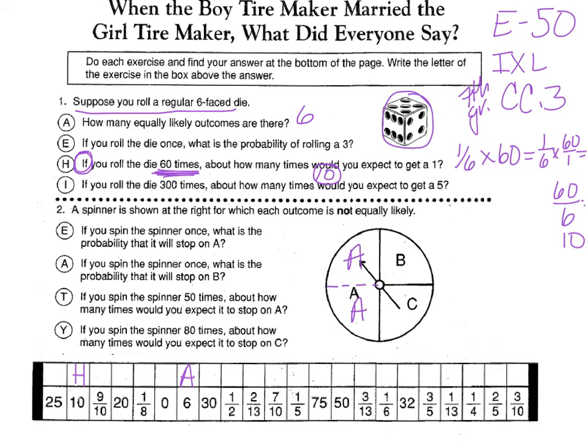Now, let's go ahead and do Y again. If I spun this spinner 80 times, how many times would I get a C? Well, technically, even though I only see 3 sections, there's technically 4 sections on this spinner. So I can get a C 1 out of the 4 sections of 80. So that means I'm taking 1/4 times 80 over 1, and I get 80 divided by 4, which equals 20. So above the 20, I'm going to put the letter Y.